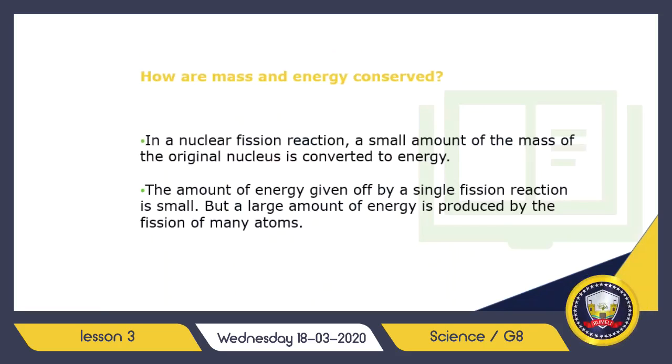How are mass and energy conserved? In a nuclear fission reaction, a small amount of the mass of the original nucleus is converted to energy. The amount of energy given off by a single fission reaction is small, but a large amount of energy is produced by the fission of many atoms.